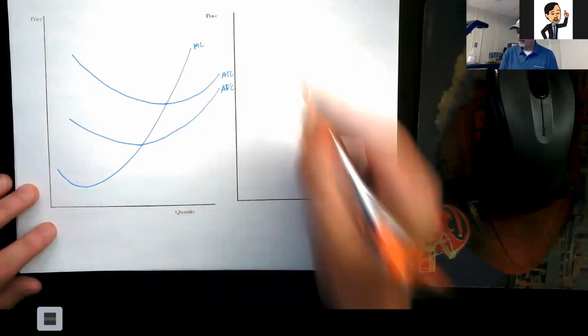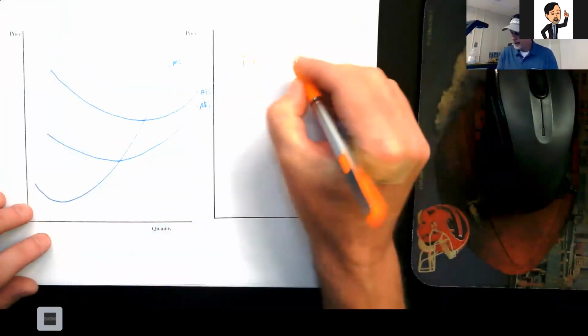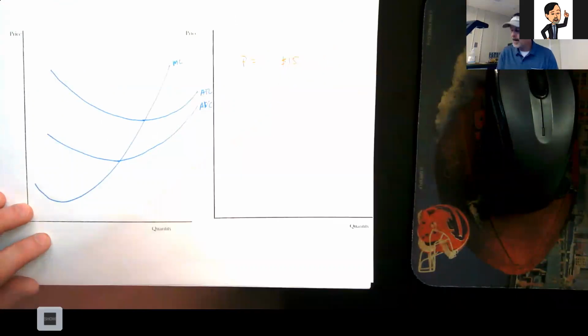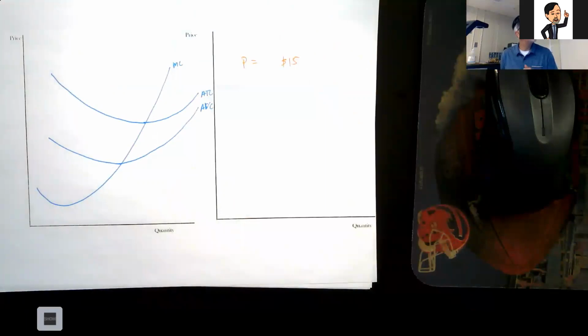Okay. Let's examine why a firm might shut down versus exit the marketplace or loss minimize. Okay. So let's take a look over on this side of our world here. And I'm going to put that a firm can charge $15 for its product. Can you guys see that, or is that too light? Is that better?